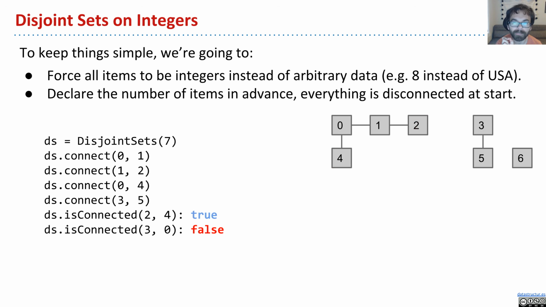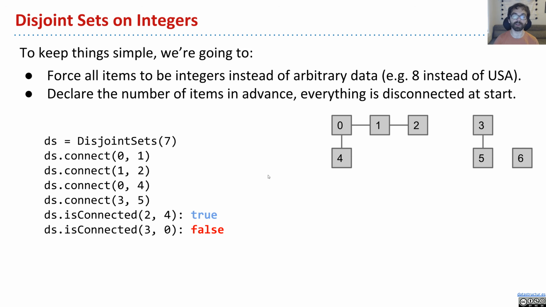So I'm going to simplify the problem just a little bit in order to make it simpler to think about. There's no loss of generality here, but what we're going to do is force all of our items to be integers instead of arbitrary data. So we can't just connect USA. We're instead going to say connect up 8. Okay? So all my items are going to be integers. And then secondly, we're going to say that everything must be declared as existing in advance. So I'm going to, for example, say I want a disjoint sets object of size 7, and everything will be disconnected at start. And then after I connect up 0 and 1, 1 and 2, 0 and 4, 3 and 5, we end up with this topology.